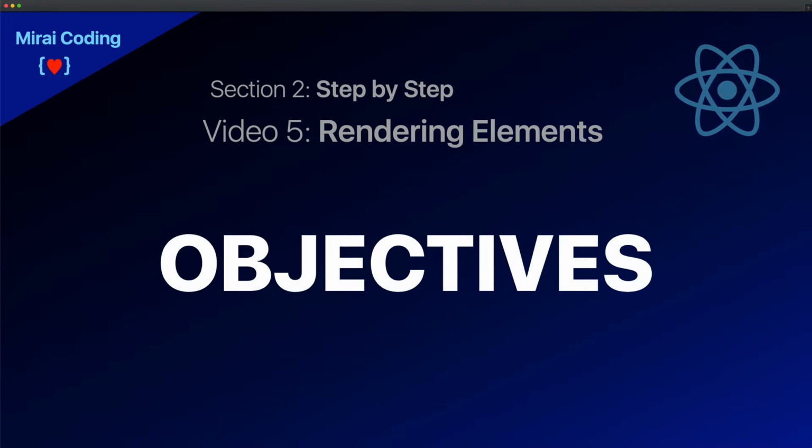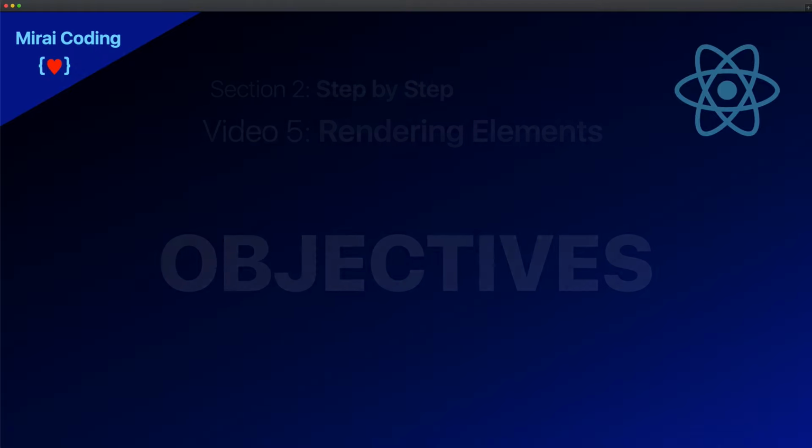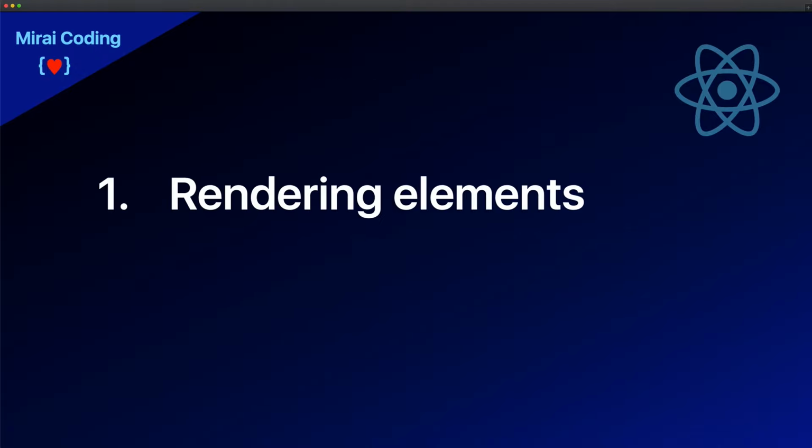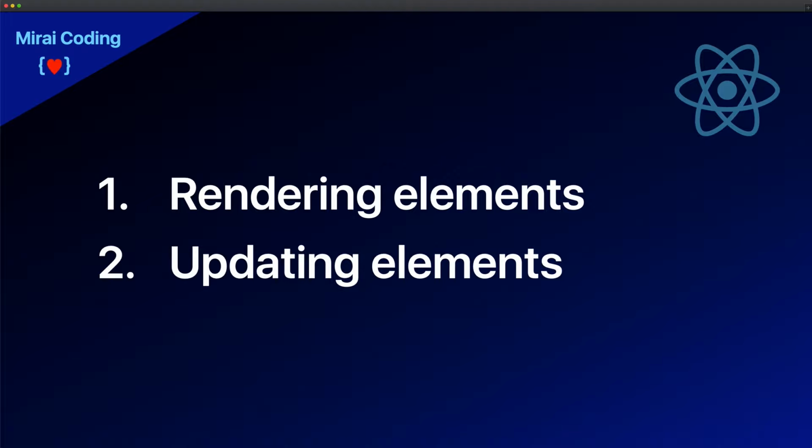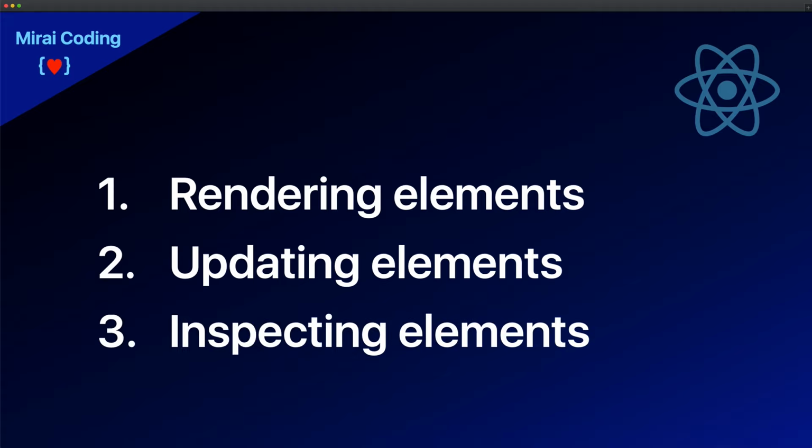Section 2. Video 5. Rendering elements. We have three main objectives in this video. 1. We will render an element showing the time to the screen. 2. We will update the element with the help of the setInterval method. 3. We will inspect the element using Chrome's developer tools.